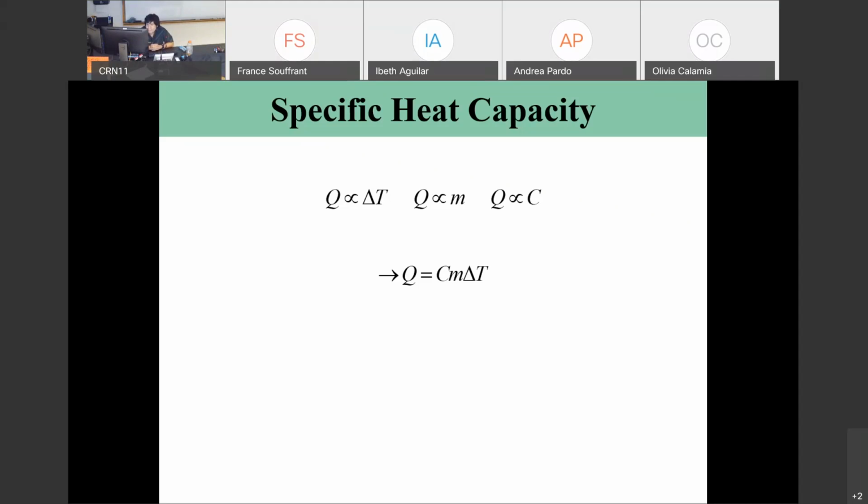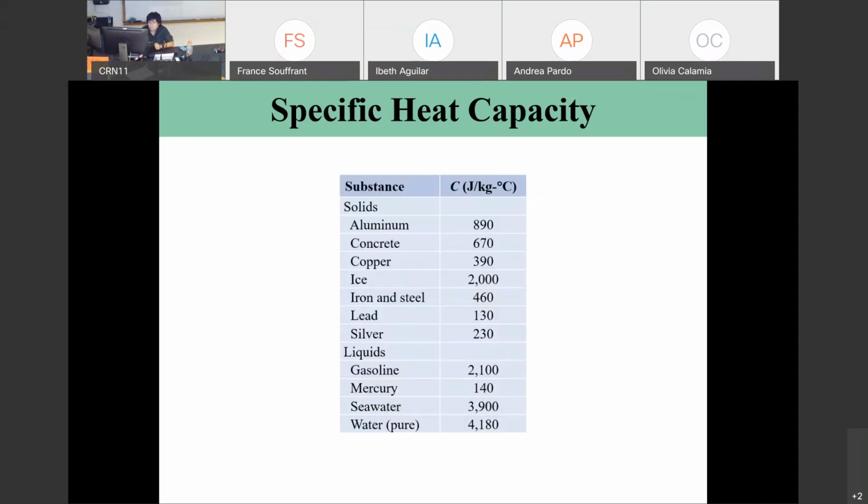But what is the letter C? What is a specific heat capacity? A specific heat capacity depends on the substance. I want to show you guys a table after this, so take a look at that. Different materials and substances have a different value for the specific heat capacity. So look at the units. It's measured in joules per kilogram per Celsius.